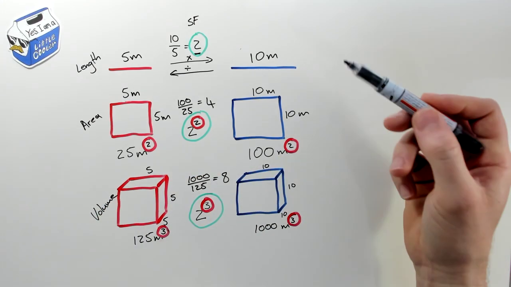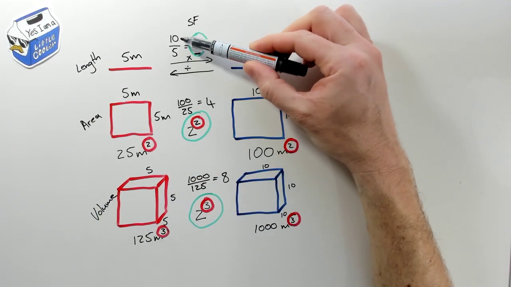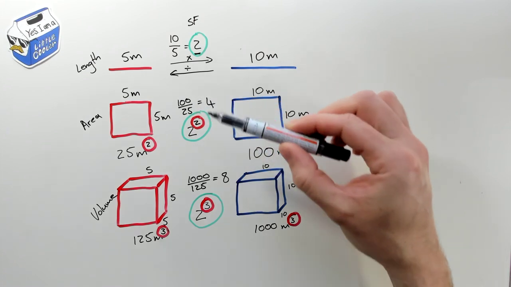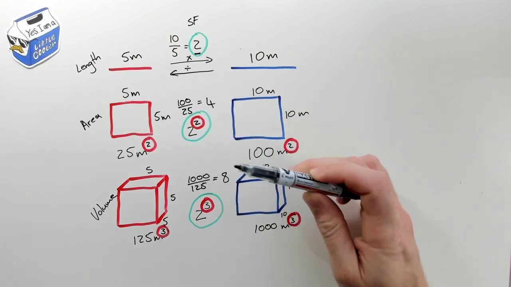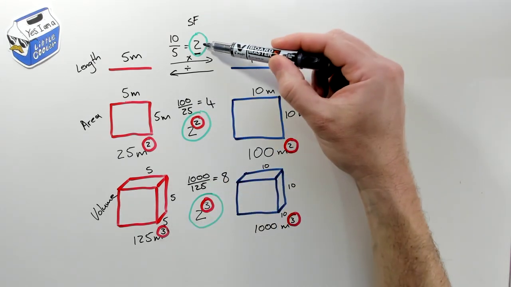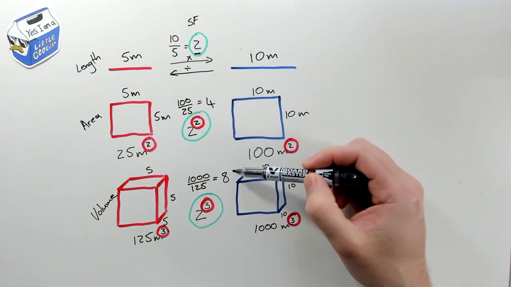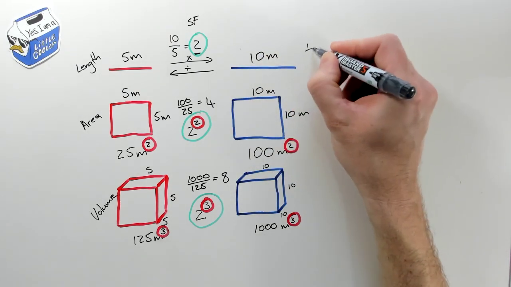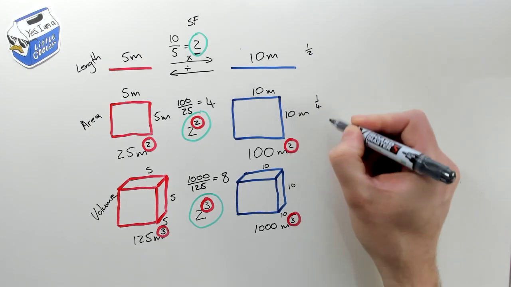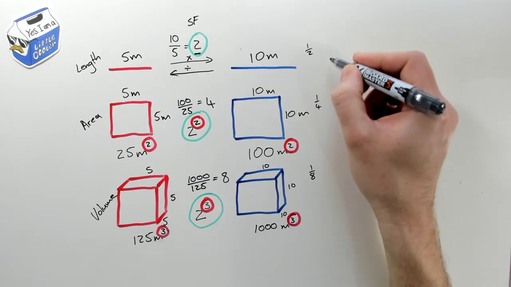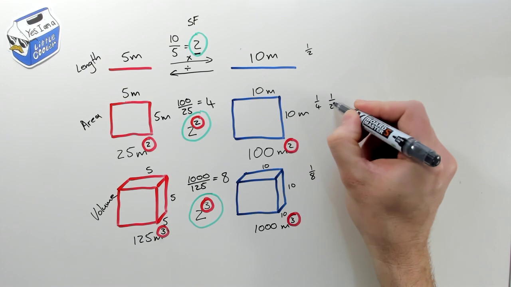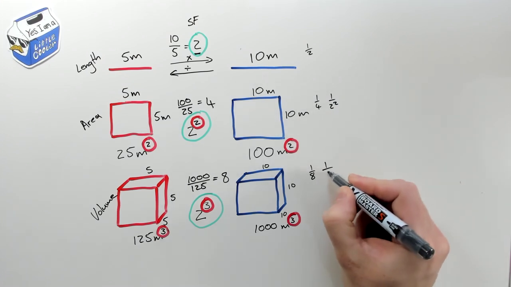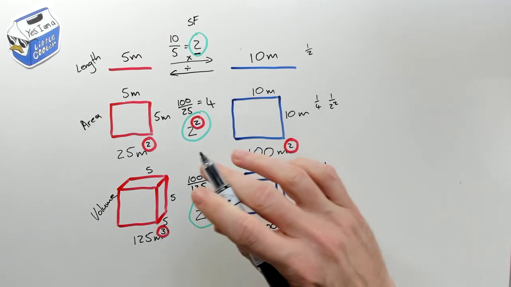Now you might ask yourself, what if I put 5 over 10 and 25 over 100 and 125 over 1,000? So I just switch them around. Then you'll get a half, a quarter, and an eighth. A half is the same as 1 over 2, a quarter is 1 over 2 squared, and an eighth is 1 over 2 cubed. So it doesn't really matter.